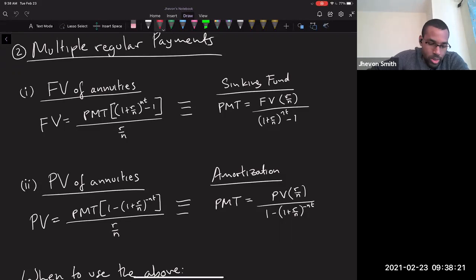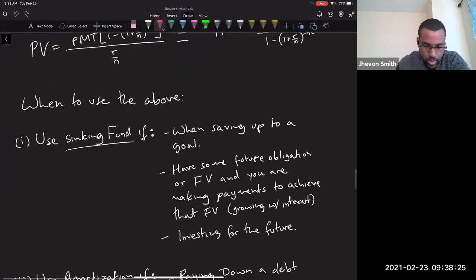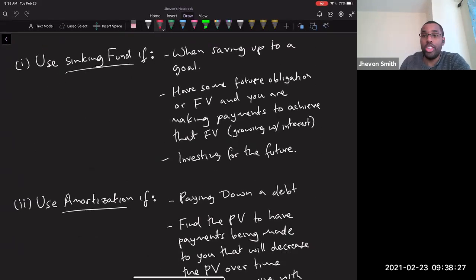So we have the future value of annuities formula and the present value of annuities formula. Now, we also saw when to use each of these. You use the sinking fund formula or the future value of annuities formula if you're saving up to something, and you use the amortization formula if you're trying to pay down a debt. So you have some future obligation that you want to meet, and so you're making payments to grow your money to a certain amount. You would use the sinking fund formula.